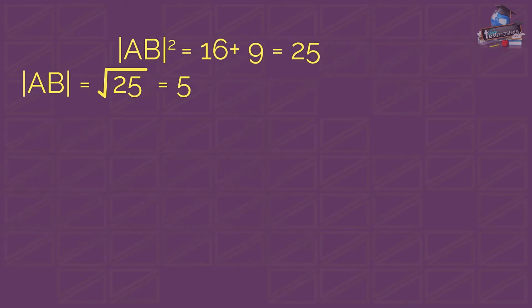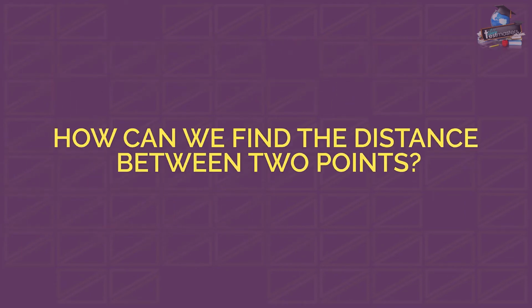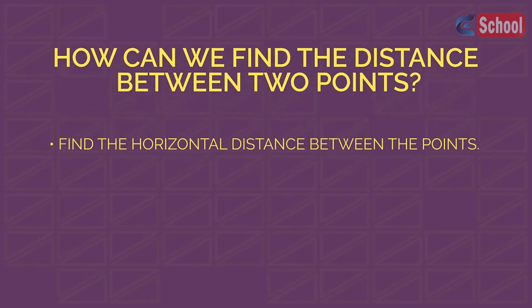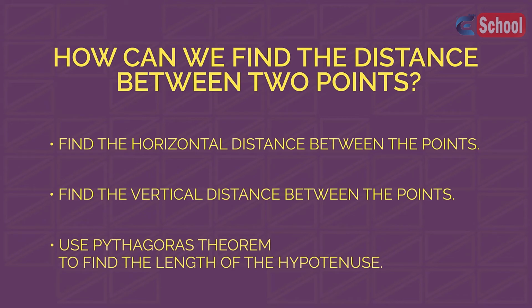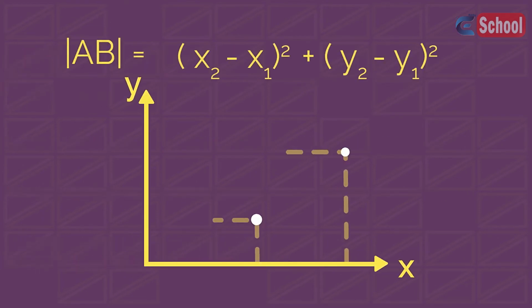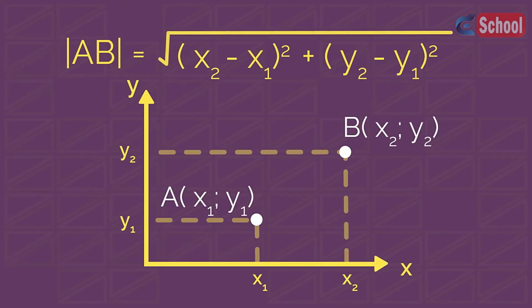Let's summarize. How can we find the distance between 2 points? Well, it's pretty easy. First, find the horizontal distance between the points. Then, find the vertical distance between the points. And finally, use Pythagoras Theorem to find the length of the hypotenuse, which is the distance we are looking for. For those of you who like formulas, here's what it is. If we have 2 points, A and B, then we can always use the following formula to find the distance between these points.